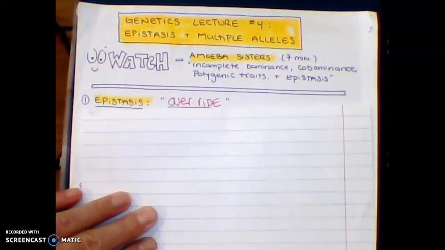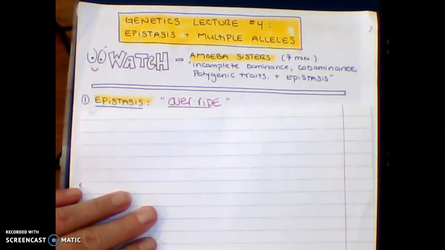Boys and girls, this is Holland Chambers Biology bringing to you Genetics Lecture 4, which deals with epistasis and multiple alleles, as well as a few other things that I threw in here. Now, keep in mind, please stop the video at any time to write this stuff down as you go.